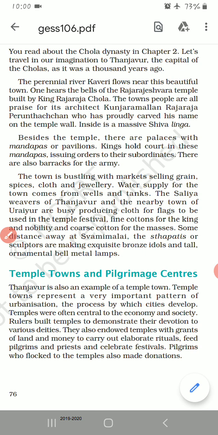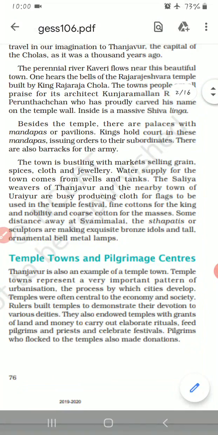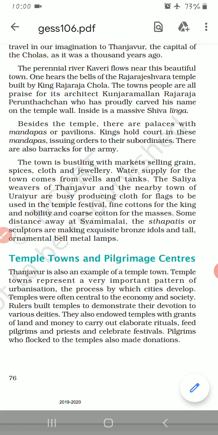masses. Now what is the meaning of fine cotton cloth? Fine means the very good, high quality cotton cloths were for the kings and the nobility. Nobility means the rich people who are working under the king. And the coarse cotton cloth means what? Low quality cotton cloth, were for the masses. Masses means what? People in the kingdom.